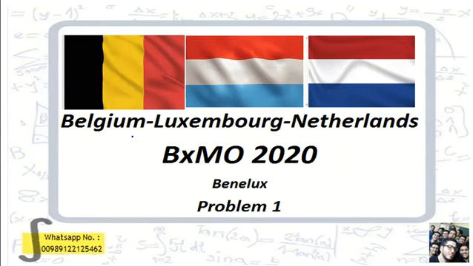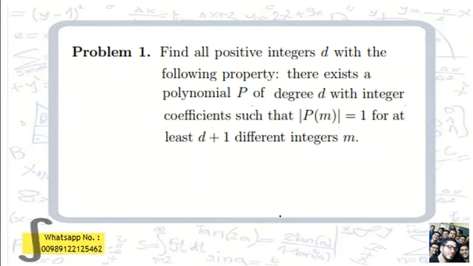BxMO 2020 Benelux problem number 1. This Olympiad is for Belgium, Luxembourg, and Netherlands. So let's check the problem. The problem is the following.